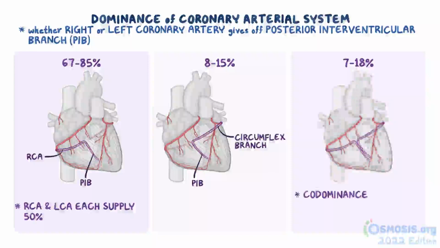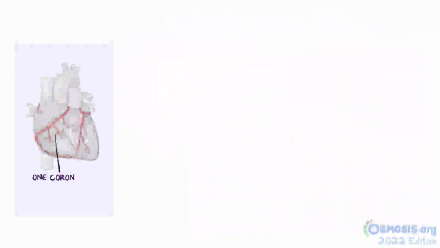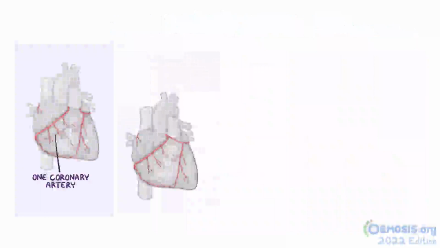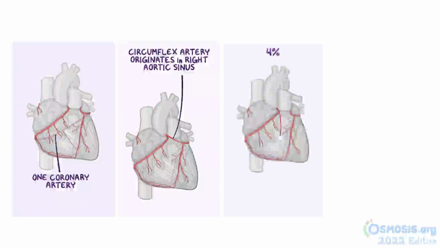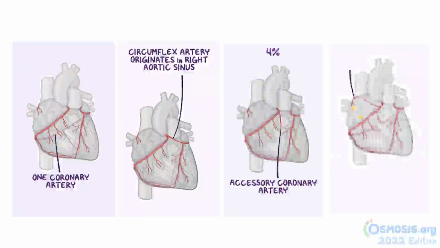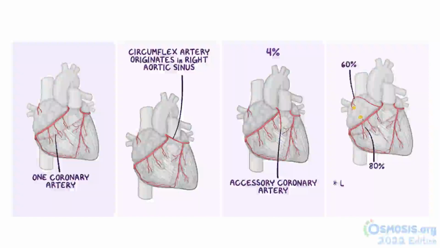And if you thought that all on its own made each of us special, think that some people might have just one coronary artery. In others, the circumflex artery might have its origin in the right aortic sinus. 4% of people have an accessory coronary artery. Finally, the RCA gives the sinoatrial nodal branch 60% of the time, and the AV branch 80% of the time, while LCA is responsible for the other scenarios.